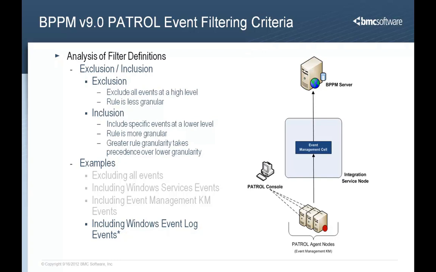By configuring the Windows KM appropriately and analyzing test events from the Windows event logs in the patrol console, we will determine the proper patrol event catalog and patrol event class to define in the filter rules so that we send Windows event log entries as patrol events into the BPPM event processing cell. Let's see how that is done in the product.